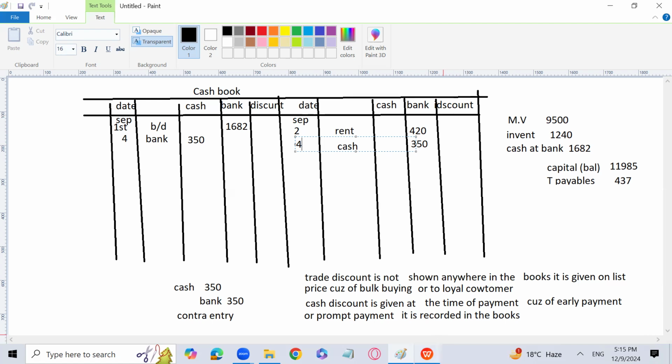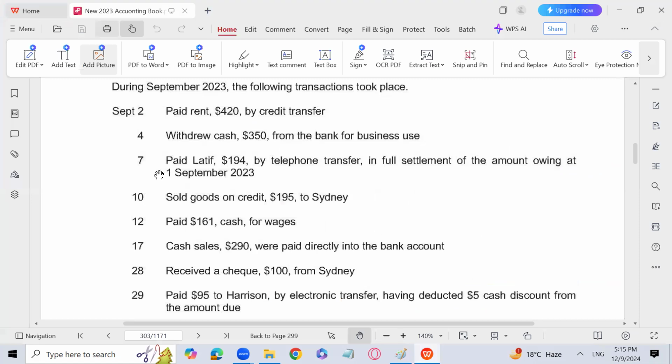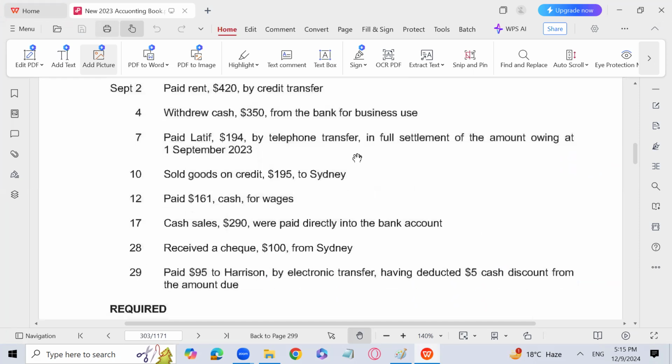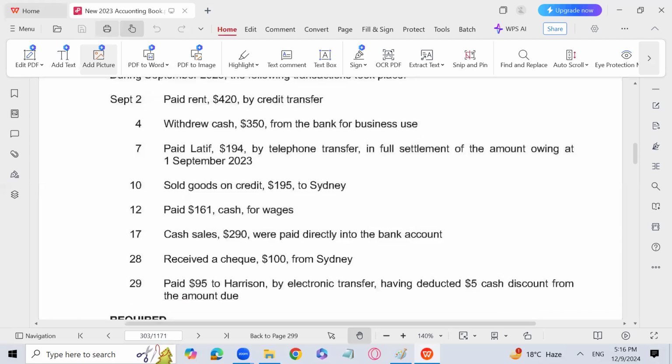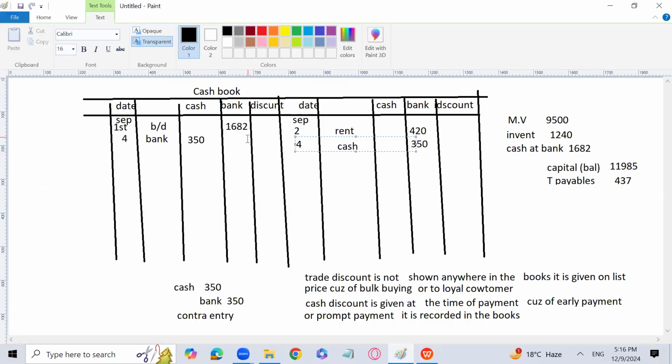So let's move forward. 7th September, paid Latif 194 by telephone transfer in full settlement of the amount owing at 1st September 2023. So whatever amount we are supposed to pay on 1st September, we are making the payment by telephone transfer. It means that we are making the payment by bank, and the amount paid through bank is 194. So let's see what the amount is which is supposed to be paid on 1st September.